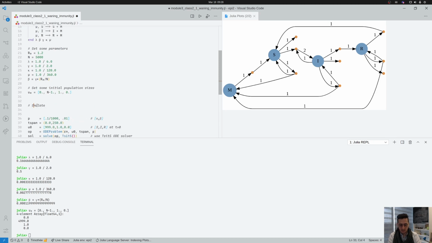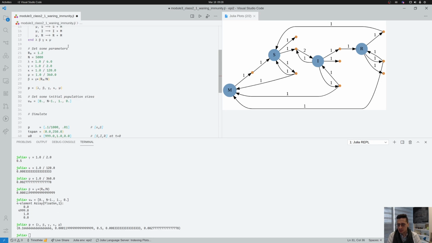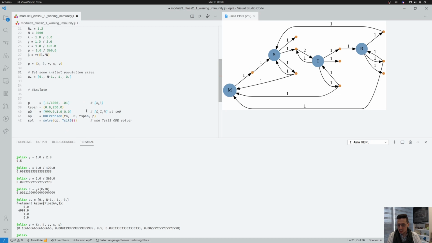Let's run the simulation now that we have that. Oh, we need to wrap everything in a parameters vector here. So it's going to be in order lambda, beta, gamma, kappa, and then mu. So we have the parameters, we have the population size, we need a time step. A time span.